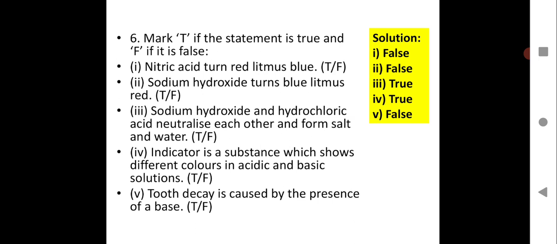So the first one, nitric acid turns red litmus blue. As you all know, nitric acid is acidic in nature. So the color change you should know. Is it changing red litmus to blue? False. Red litmus remains red in nitric acid. In all acids, red remains red. It will not change to blue. So the first one is false.